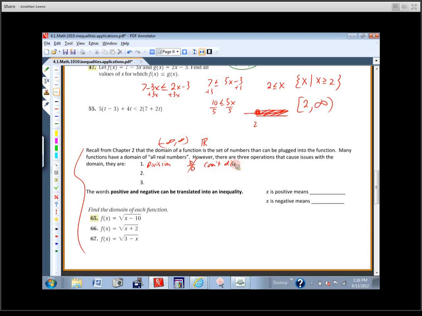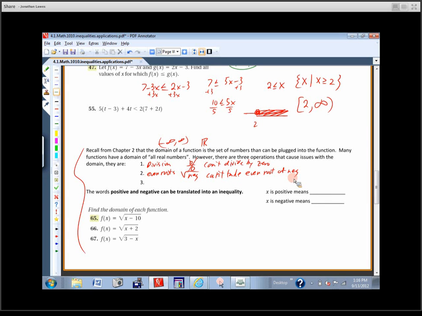Can't divide by 0. Okay, what was the next one, Christopher? Square root. Okay, I'm going to call them even roots. So you can't take the even root of a negative. Most of the time we're going to run into square roots, but we'll run into other ones. Even root of a negative.